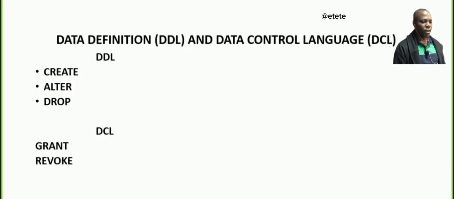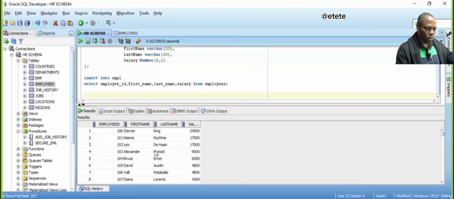So data definition language has to do with create, alter, drop. Data control language simply has to do with grant, revoke. These are the ones we are going to look at. If I drop this table, that means I am deleting everything.